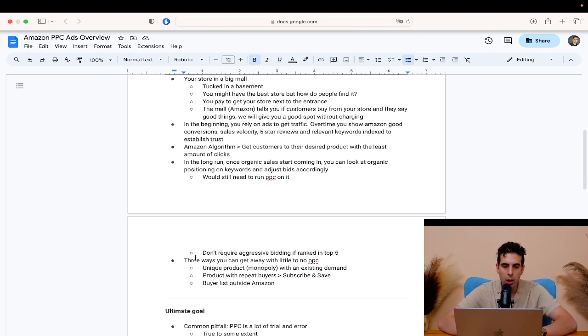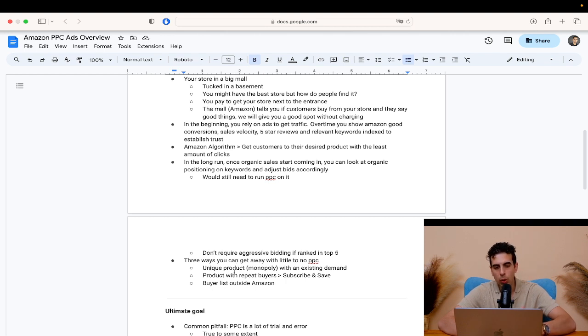Okay, now there are 3 instances where you can get away with almost little to no PPC. I do want to cover that, and most likely your product is not going to be in any of the 3 situations that we talk about. Maybe like 10% of the people might fall into this category.